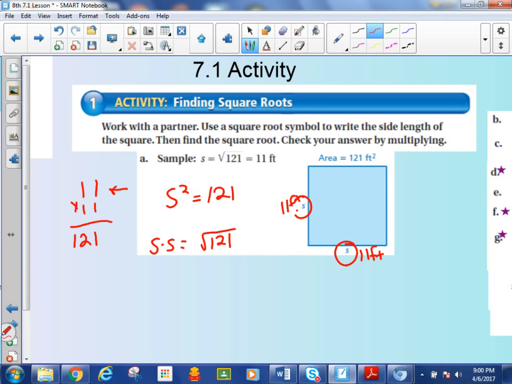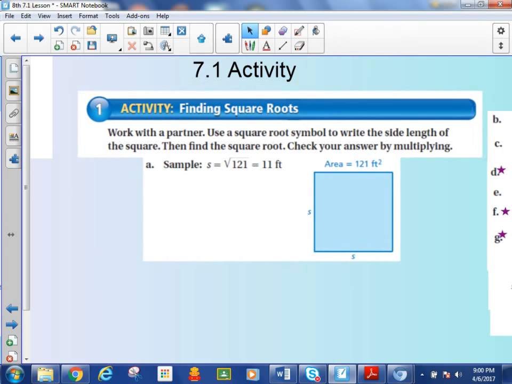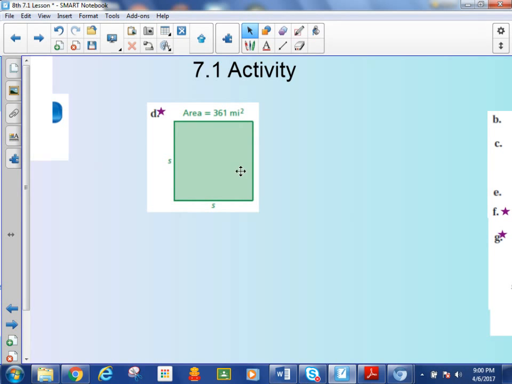Okay, so that's what we're going to be doing in this lesson. I'm going to work with you guys in this activity on the ones that are a little more complicated, and then you guys will do the ones that are more whole numbers by yourself. So I'm going to have you jump to letter D, and we have the square root of 361. We're actually going to trial and error some different numbers.